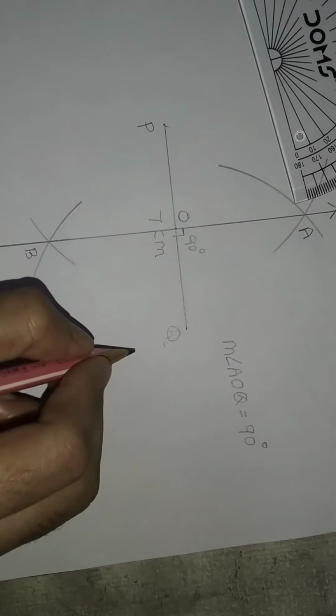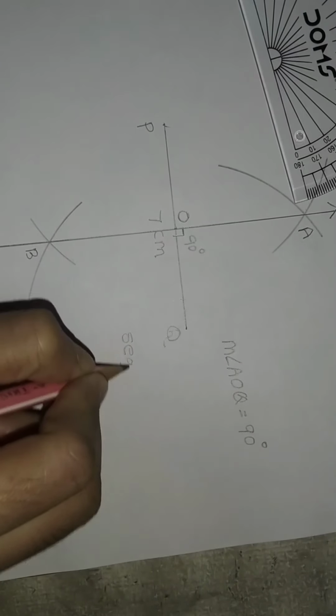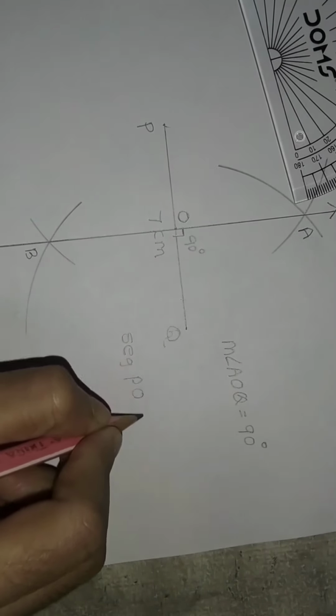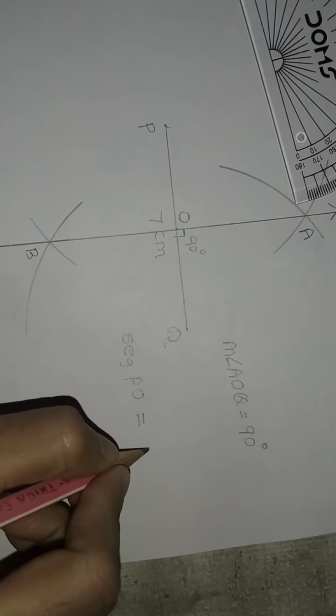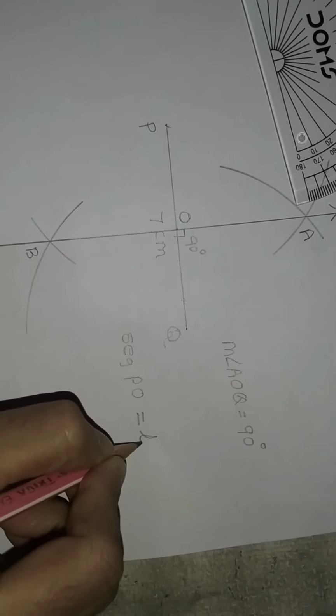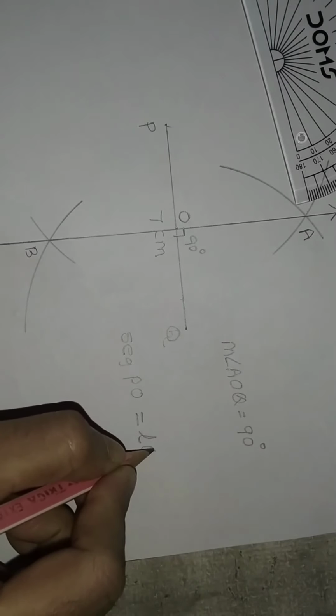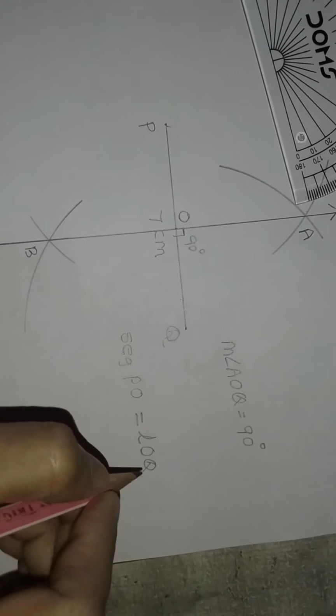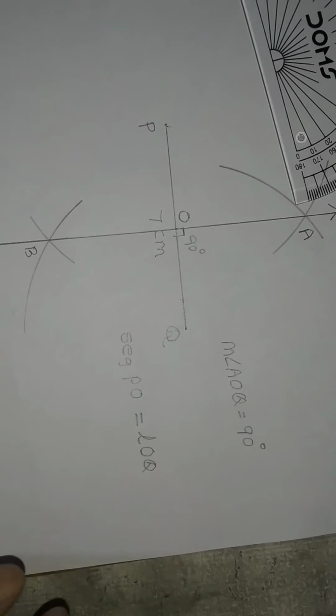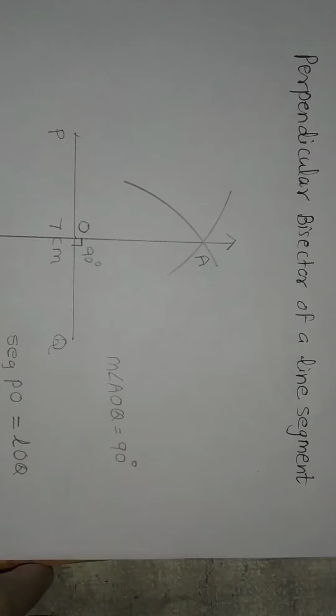It means segment PO is equal to length of segment OQ. So in this way, student, you can draw perpendicular bisector of a line segment.